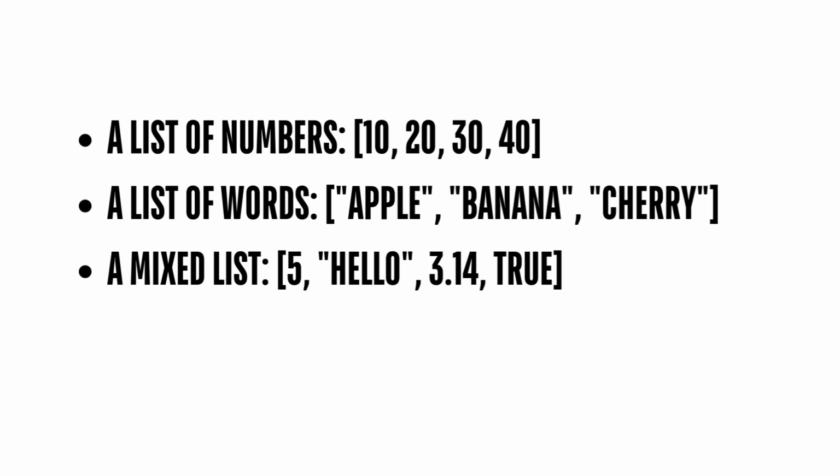To define a list, we use square brackets. Think of a list as a shopping list. You write down multiple items in an ordered sequence, and you can add, remove, or change them anytime.